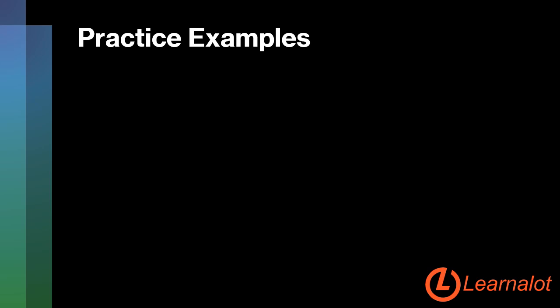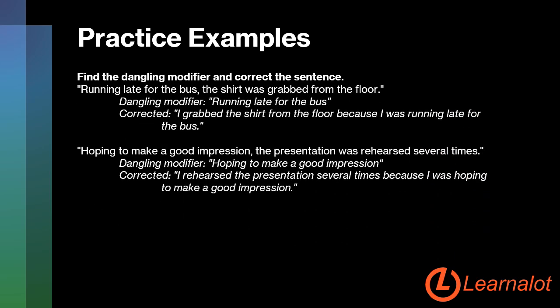Let's practice identifying and correcting more examples of dangling modifiers. Here are two sentences with dangling modifiers. Find the dangling modifier and correct the sentence. Running late for the bus, the shirt was grabbed from the floor. Hoping to make a good impression, the presentation was rehearsed several times.